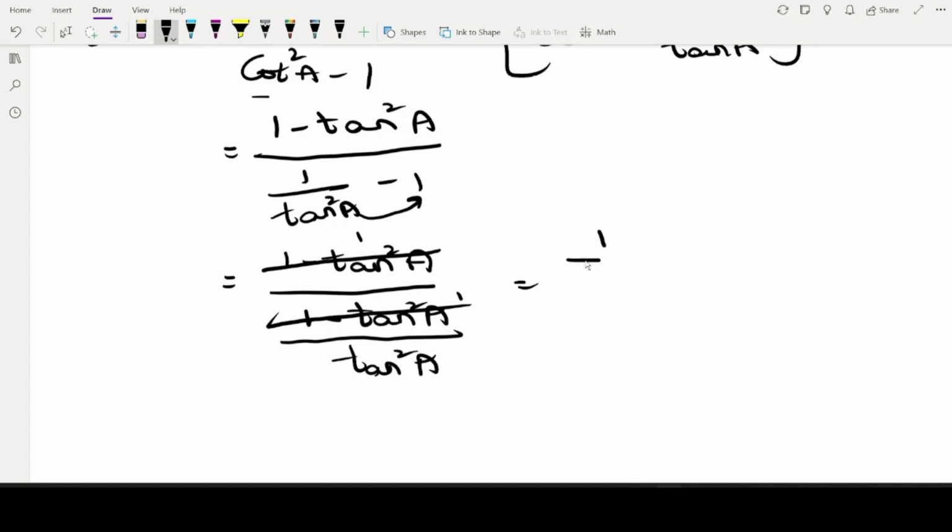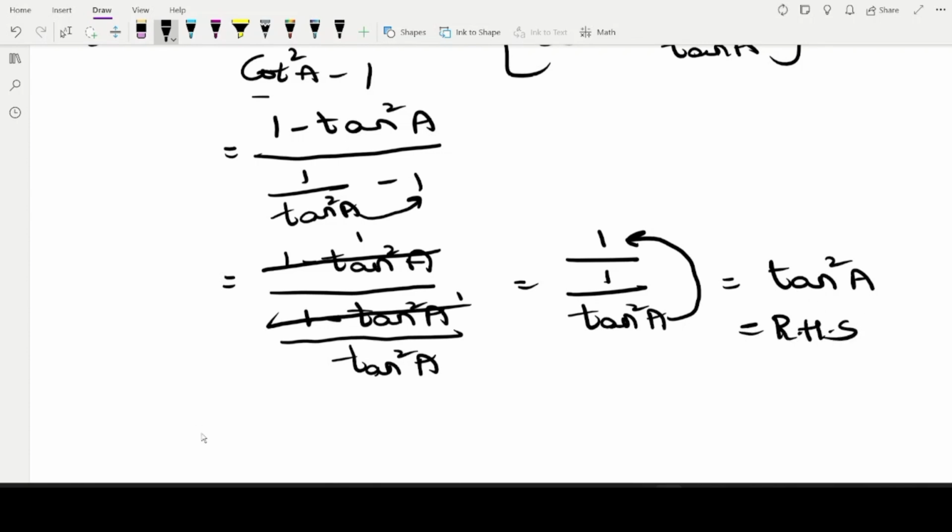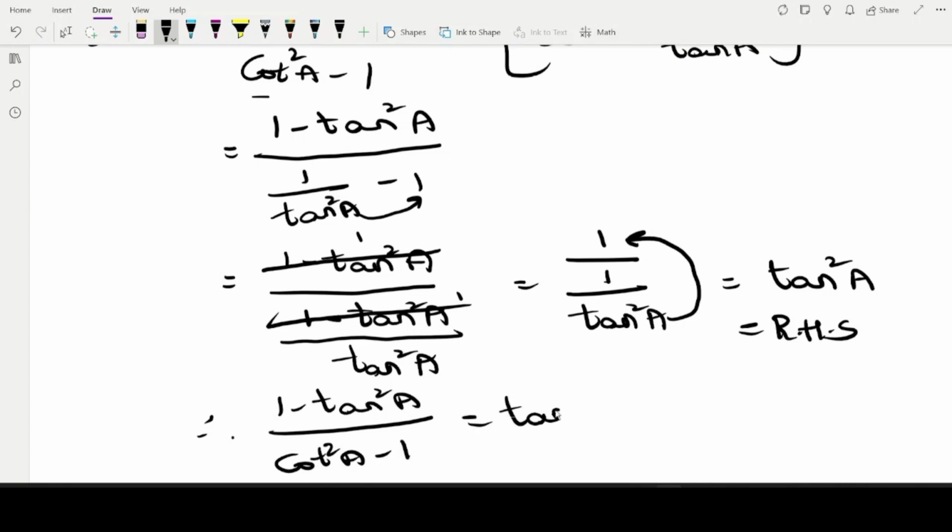Now you are left with 1 divided by 1 by tan square A. So the denominator shifts, it becomes numerator. So now you can write tan square A into 1. Anything into 1 is the same answer, so tan square A into 1 becomes tan square A. That is the RHS part. So therefore 1 minus tan square A divided by cot square A minus 1 equals tan square A. LHS equals RHS. Now let us shift to the next one.